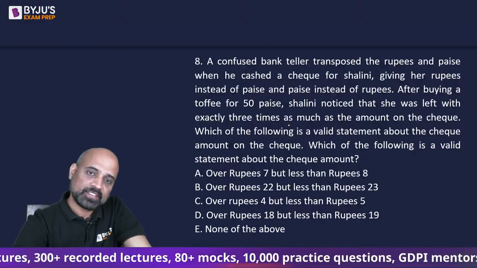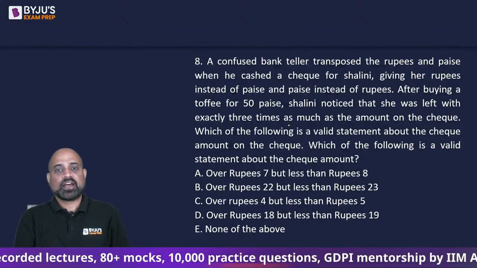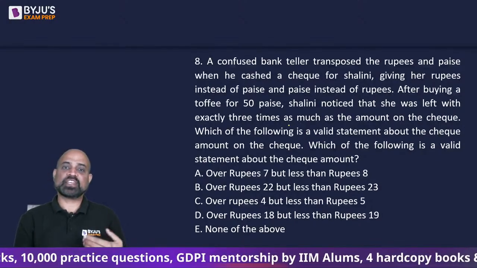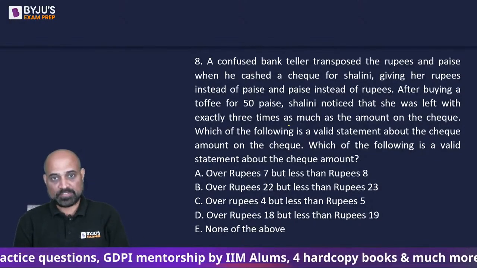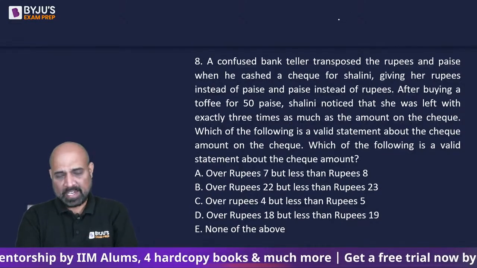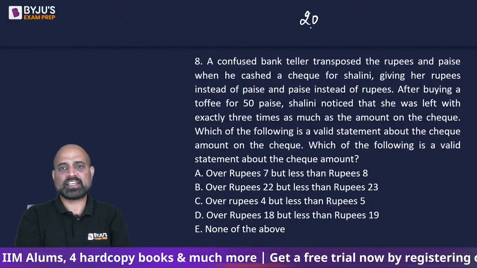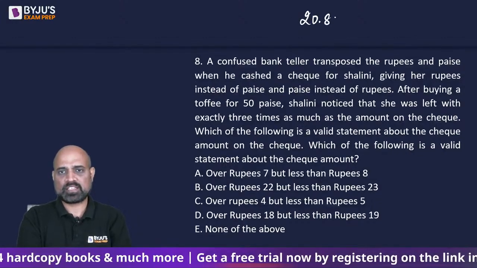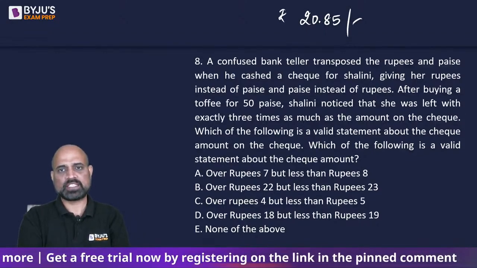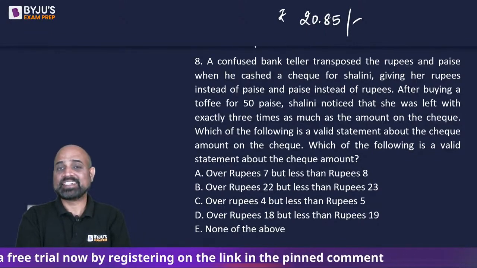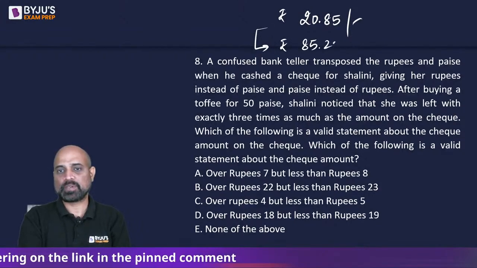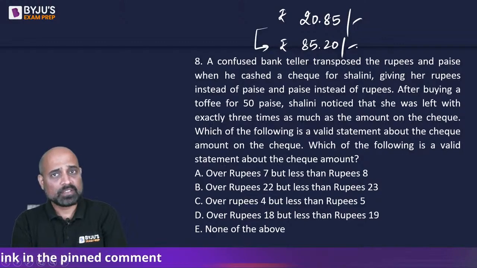Okay. The next one. A confused bank teller transposed the rupees and paise when he cashed a check for Shalini, giving her rupees instead of paise and paise instead of rupees. कहने का मतलब क्या? It means that if an amount says something like this, which is 20 rupees and 85 paise, the teller actually end up giving her 85 rupees and 20 paise. ये मतलब है.